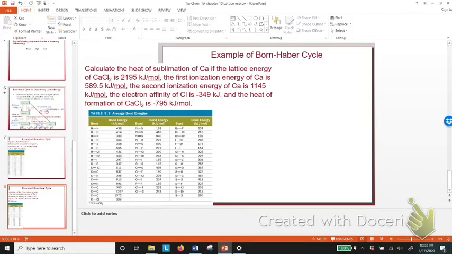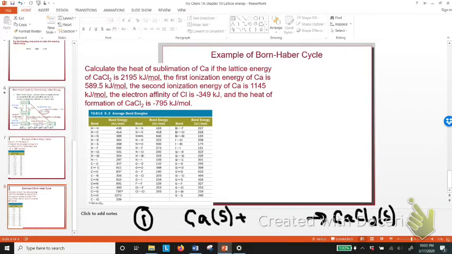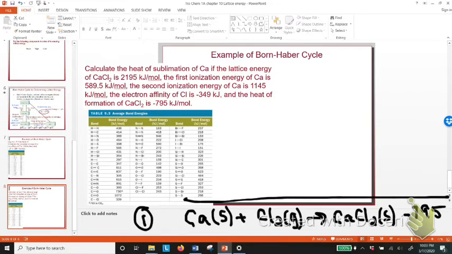Here's our next example. So once again, where we want to start is calculating the heat of formation of our ionic solid. So this time we have calcium chloride solid, and we want to form 1 mole of that from its elements in their standard state. So we have calcium solid plus Cl2 gas. Once again, chlorine is diatomic, so that's why it's Cl2. Now, the heat of formation of calcium chloride is negative 795. Now, that is the overall equation that we're looking for.